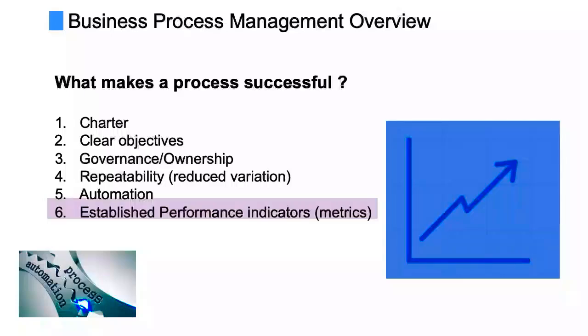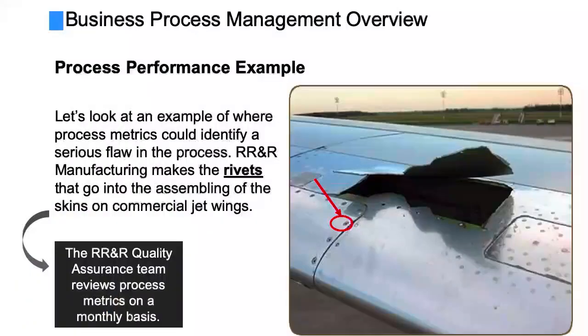Tangible metrics that we collect, we look at as a team monthly, quarterly, to say, hey, how's our process doing? I wanted to give just a very simplistic example of how it's important to reduce variability. If we look at just a fictitious company, R&R Manufacturing, that makes rivets that go into the assembling of the skins on commercial jet wings. We've all seen examples of where there has been breakage, catastrophic failure of some of the skins because of rivets, which is an awful thing.